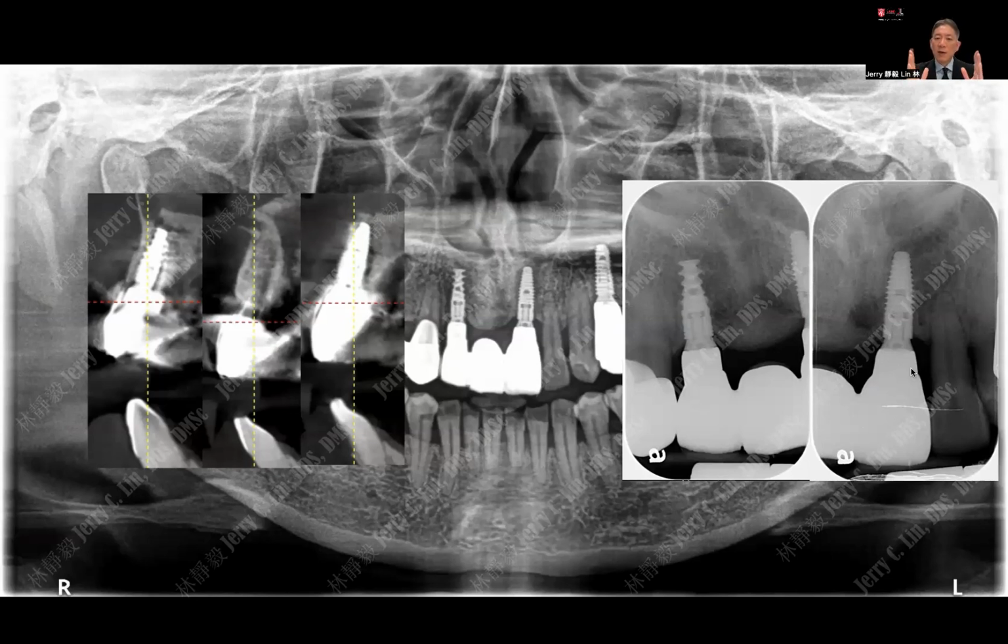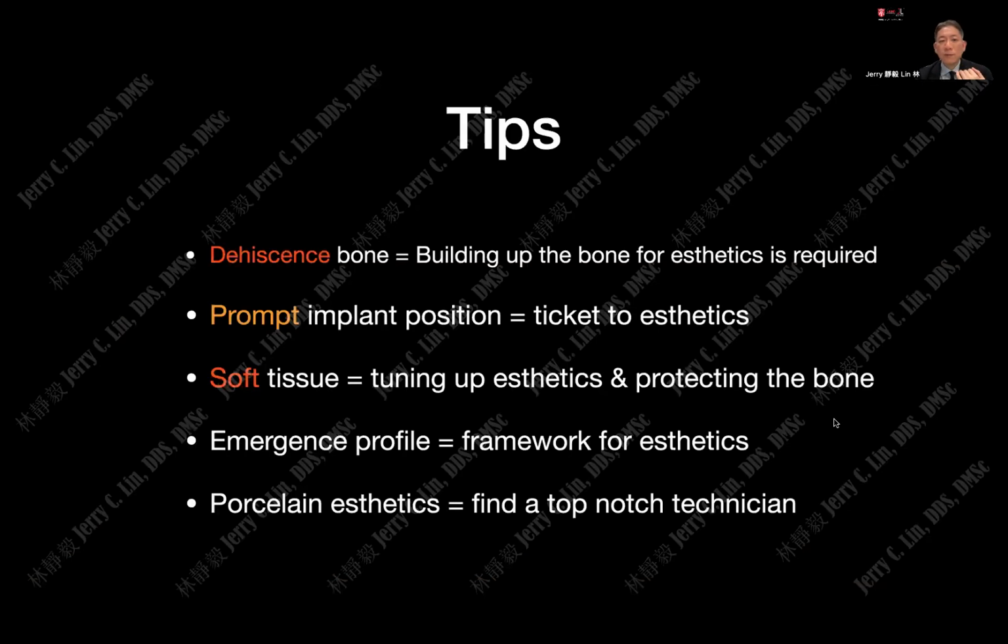We have space for the bone stability, and we have space for the soft tissue volume, and then we mold the soft tissue to mimic natural looking tissue. So this is the result, and the patient's smile. We achieved a very good aesthetic result by following the protocol: bone, implant position, soft tissue.